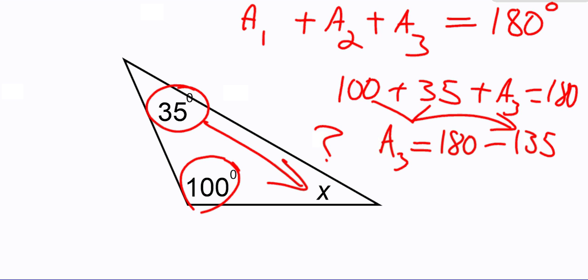And so when I take 180 minus 135, I get an answer of, you were drumming on your desk, weren't you? A little drum roll. Thank you very much. All right. But we're going to come away with an answer of 45 degrees. Because 45 plus 135 equals 180.